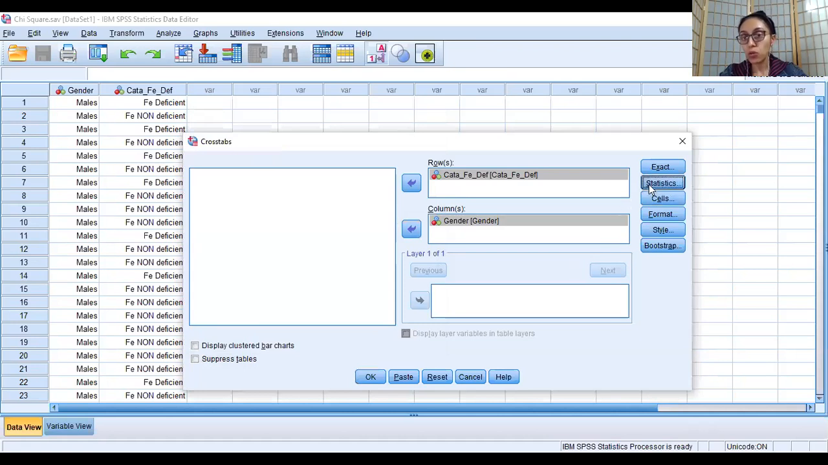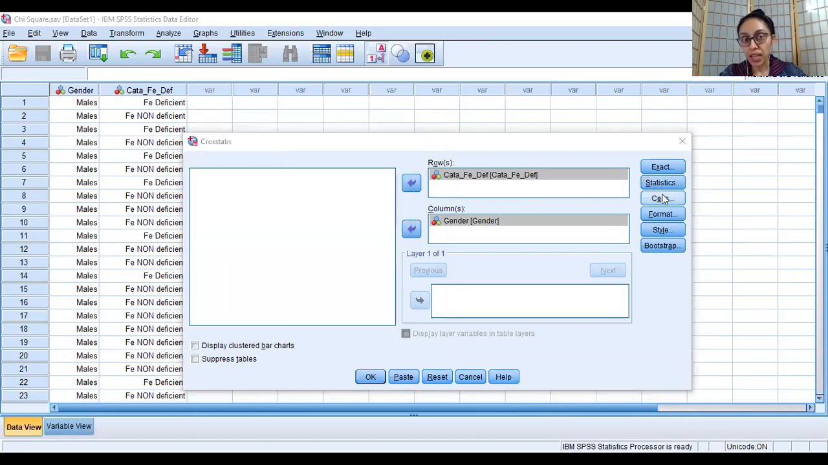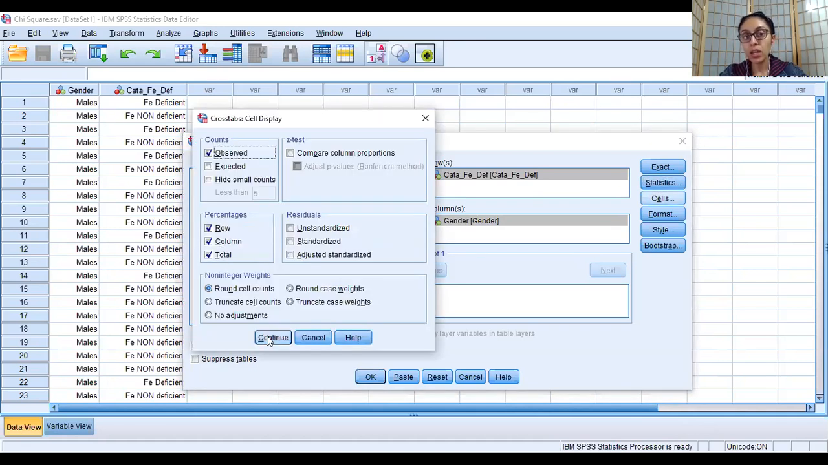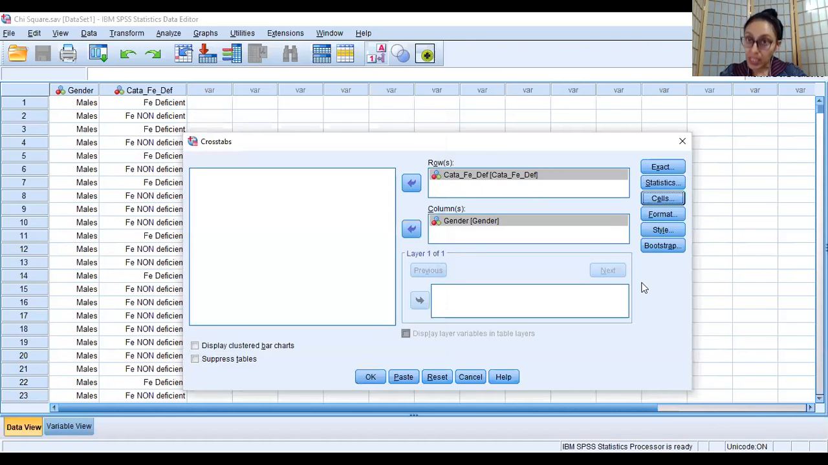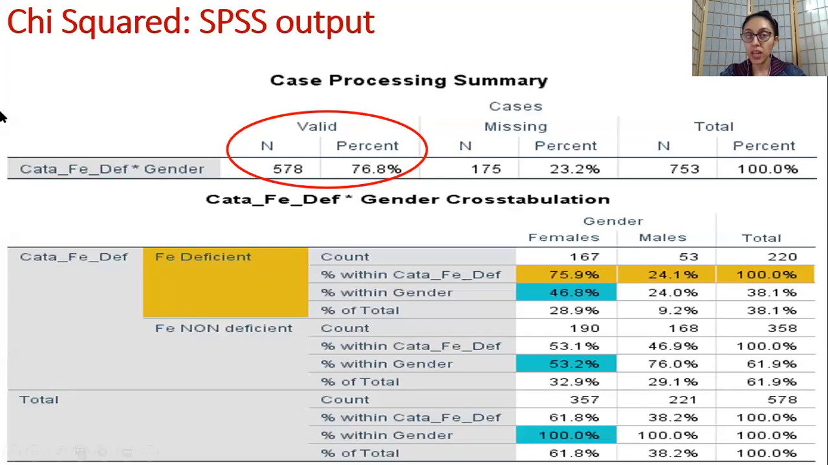So remember, you go to statistics, you take chi-square and Cochran-Mantel-Haenszel, continue. You go to cells, you take rows, column, total, continue. As simple as it can get. And then you press OK. Now how your output will look is what I have copy pasted for you in your PowerPoint slide. So I'm sharing the PowerPoint slide with you. Okay, now I've shared it with you.